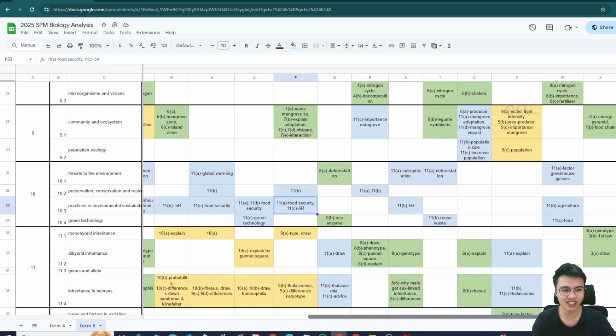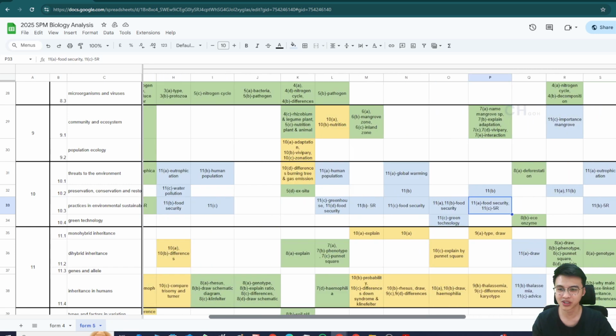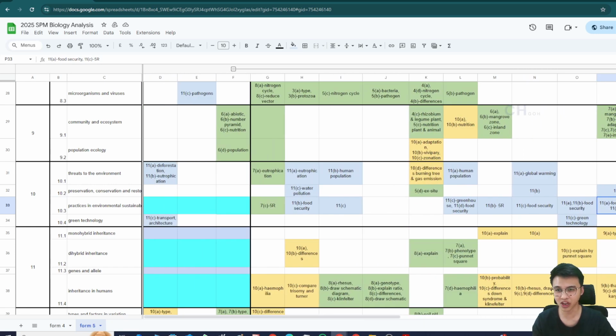You know what to do, students. 5R and food security. So after your chemistry exam, go and study food security. Look at the scheme, how they give the answer based on food security. All right, so 5R, food security.